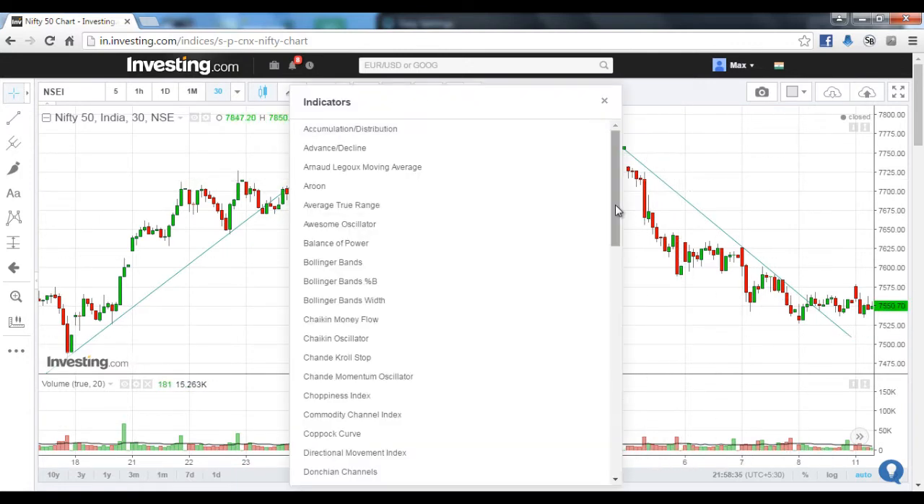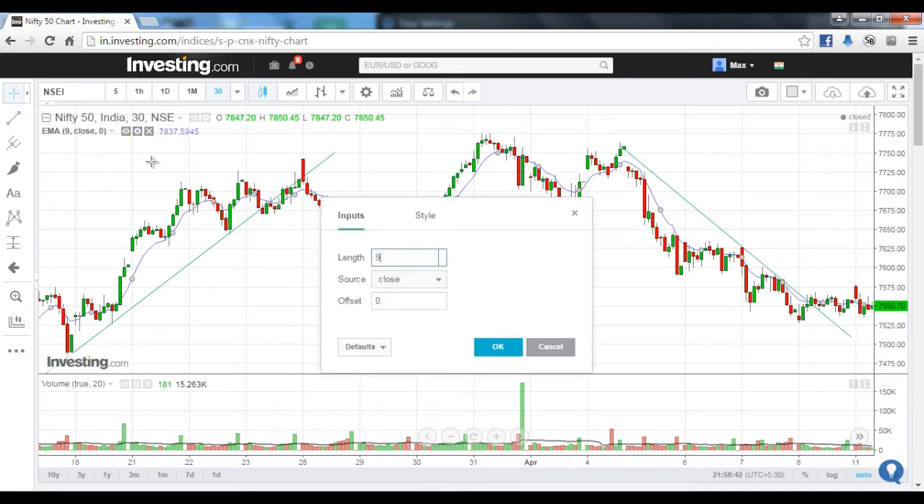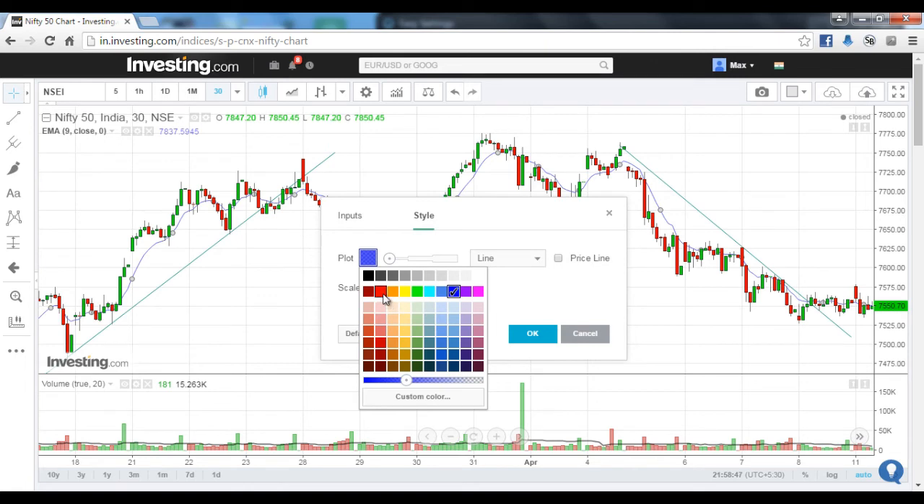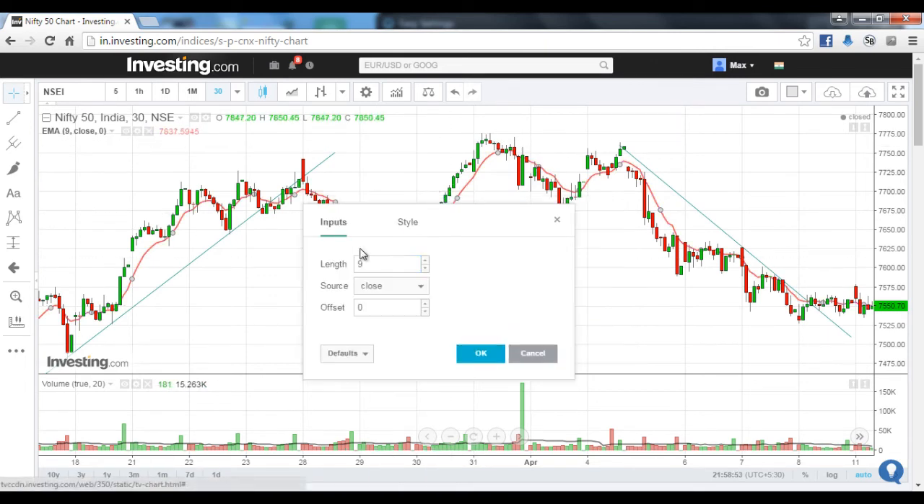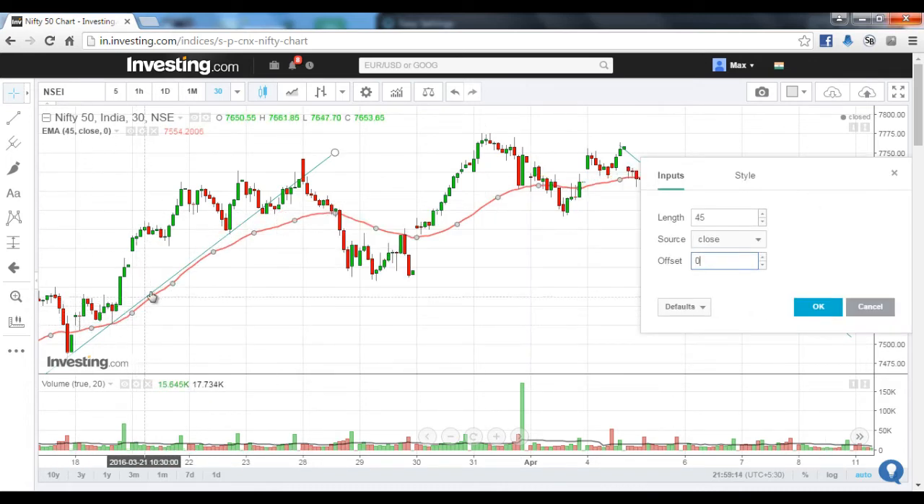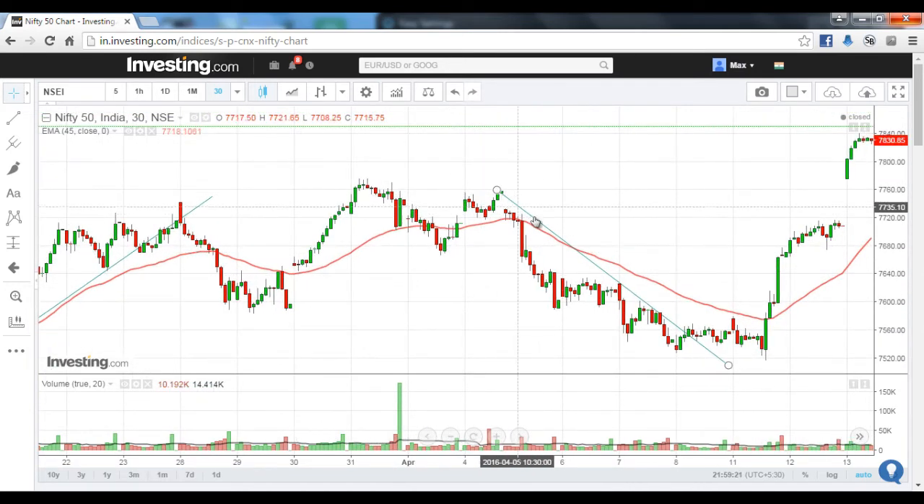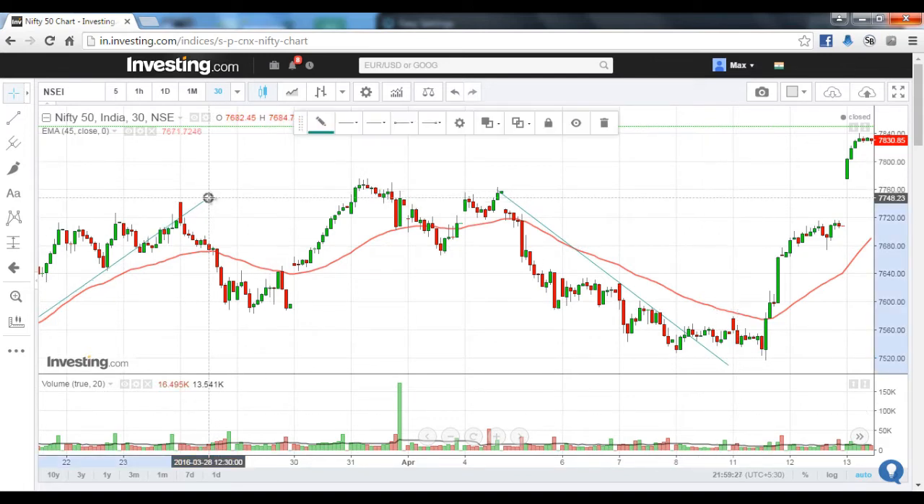Now I will add a moving average, and as per our first condition it should represent the underlying trend, so I will adjust it so that it represents the underlying trend. Much better. Now as you can see, the moving average is fully capable of showing the underlying trend, and here again you can see that it is fully capable of displaying the underlying trend. So we can delete these trend lines.